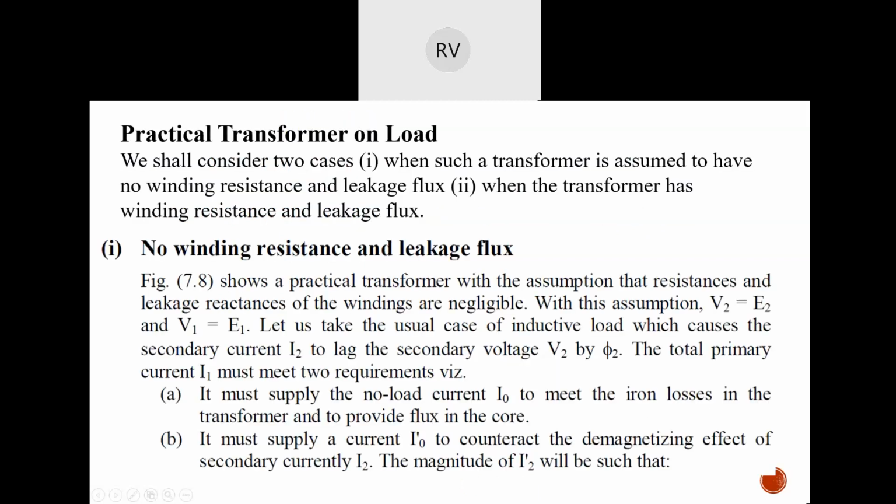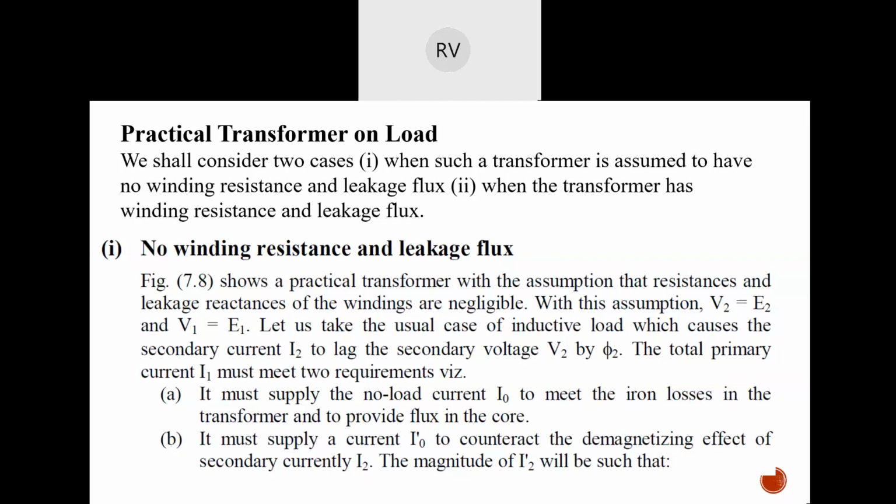With the assumption that the leakage resistances and reactances are negligible, we can say that V2 is equal to E2. That is, the terminal voltage will be equal to the induced voltage, similar to the case of V1 equal to E1. Generally we take an inductive load. If there is an inductive load, then the current will be lagging the voltage. So here we are taking that the current is lagging the voltage by an angle phi 2.